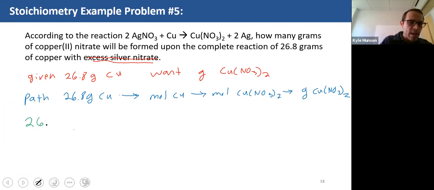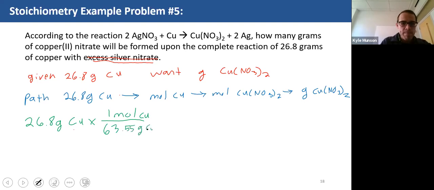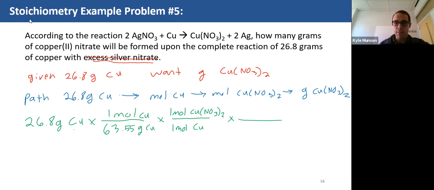Okay, so 26.8 grams of copper times, we can get its mass here off the periodic table. For every 1 mole of copper, I have written down that there's 63.55 grams of copper. Okay, and then according to our equation here, for every 1 mole of copper, there's 1 mole of copper 2 nitrate. Okay, so now finally, if I want to convert to grams of copper 2 nitrate, I need its molar mass that I could calculate.